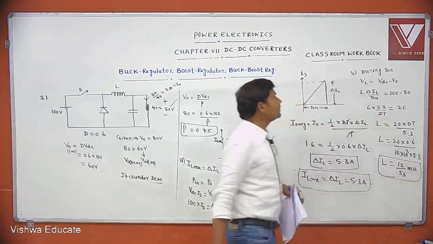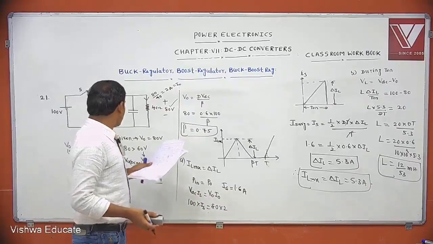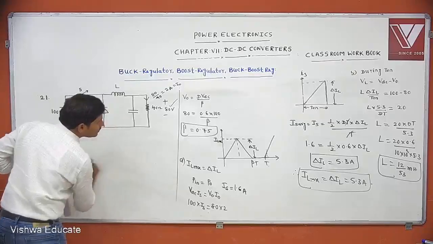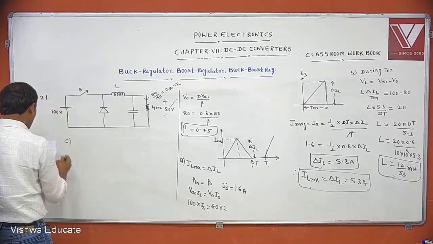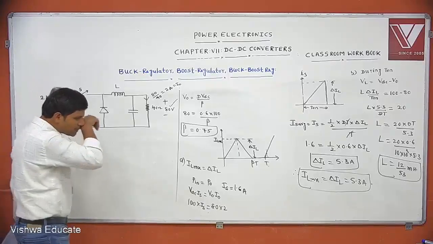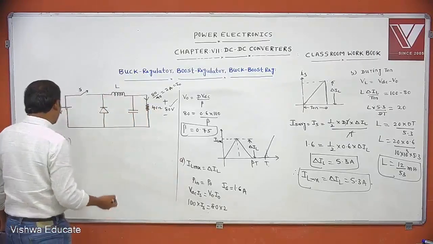This is the second question. Clear? See the question number C based on this one. What is asked in question C? You calculate the critical value of inductance. The critical value may be for discontinuous mode or continuous mode. The concept of critical inductance is the same.